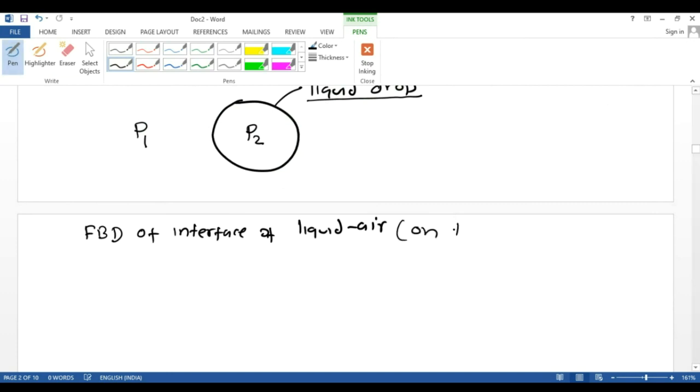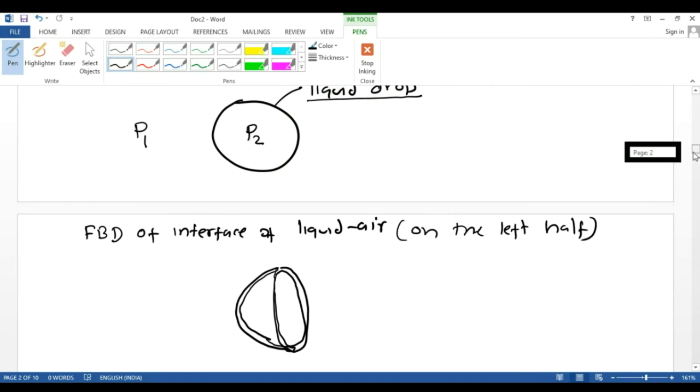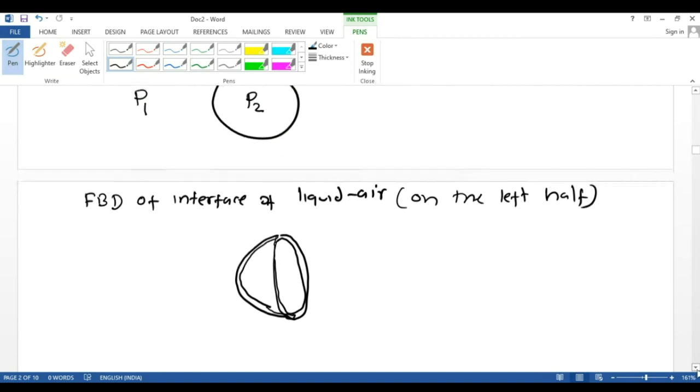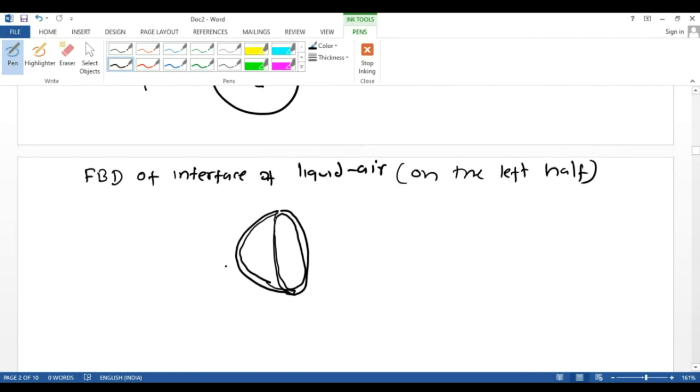On the left half, and that too, I am not taking the entire interface, I am taking only the interface on the left half. So you have this interface. So this is our interface of the left half. The diagram is not too good, but I hope it is clear what we are drawing. So what is outside of this interface? Outside of this interface is air, and inside of the interface is liquid.